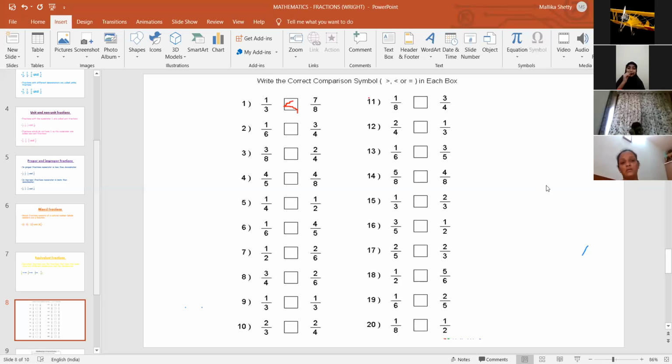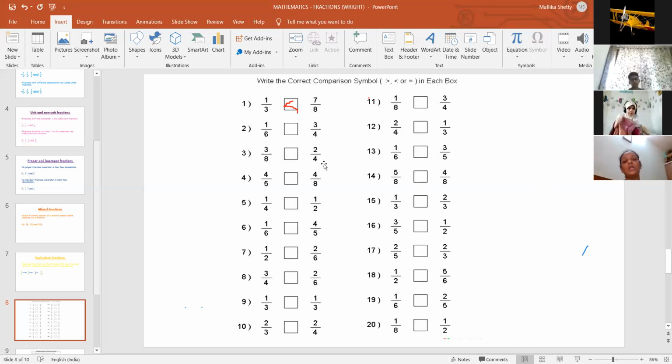Okay, next you can see Aisha Kazi. Can you tell me 3 by 8 or 2 by 4? 3 by 8 is greater than 2 by 4. Okay, next Aisha Aga. Excellent. Now see the numerator is the same. So is 4 by 5 a unit fraction? Yes, it is a unit fraction. No, it is not. I told you a unit fraction will always have one in its numerator.